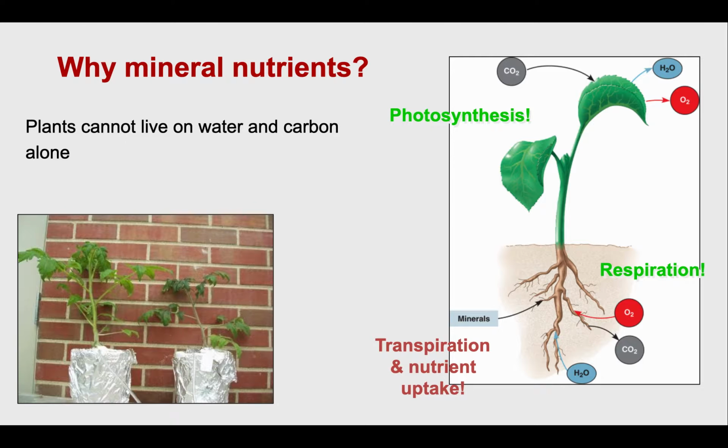All right, so why mineral nutrients? Well, we know that plants cannot live on water and sunlight alone, not even water, sunlight, and carbon alone. We need more than that. We've seen many different molecules as we've been going through, and if you've been paying attention, there's more to those molecules than just carbon and H2O. There's a lot of other elements in there. So plants need other elements in order to go through their cellular processes.